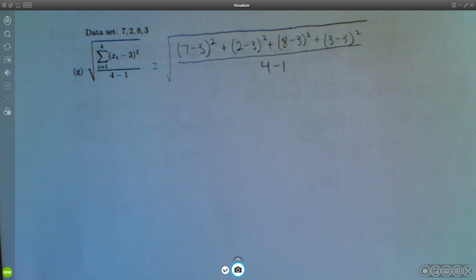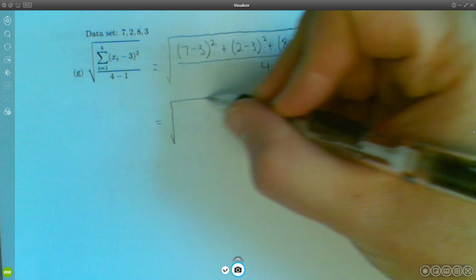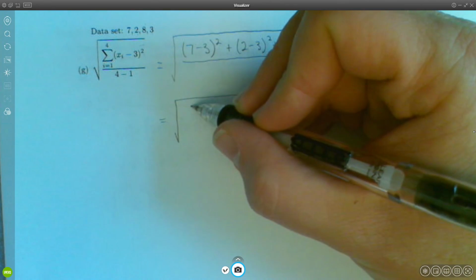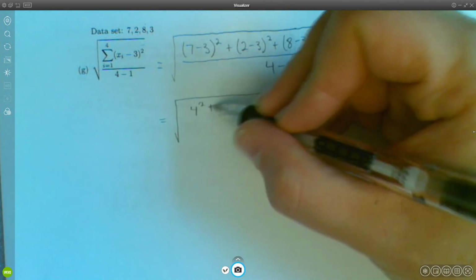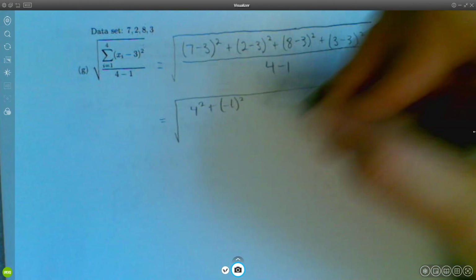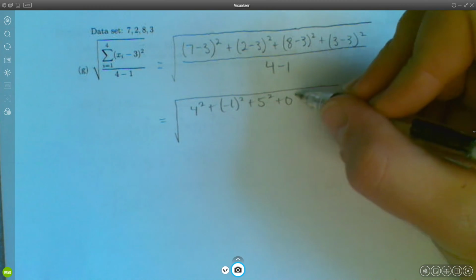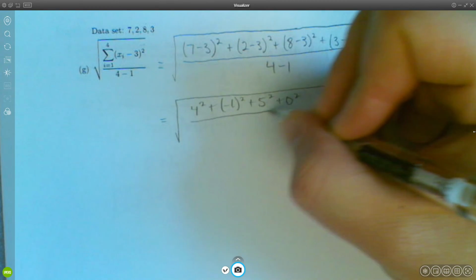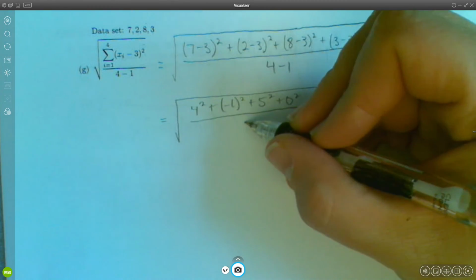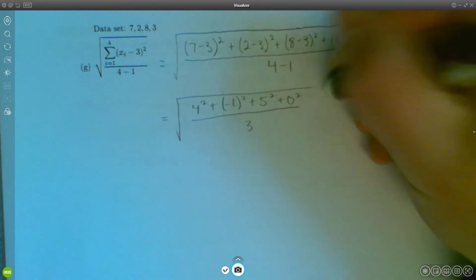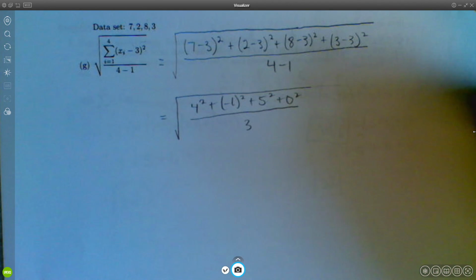Now, at this point, you could go ahead and plug this into your calculator. I think I'm going to do maybe a couple more steps. So I'm going to take care of all the subtractions. I know 7 minus 3 is 4. 2 minus 3 is negative 1. 8 minus 3 is 5. And 3 minus 3 is 0. I also know that 4 minus 1 is 3. So I can just replace that in the denominator. So already that's looking a little bit nicer to me.